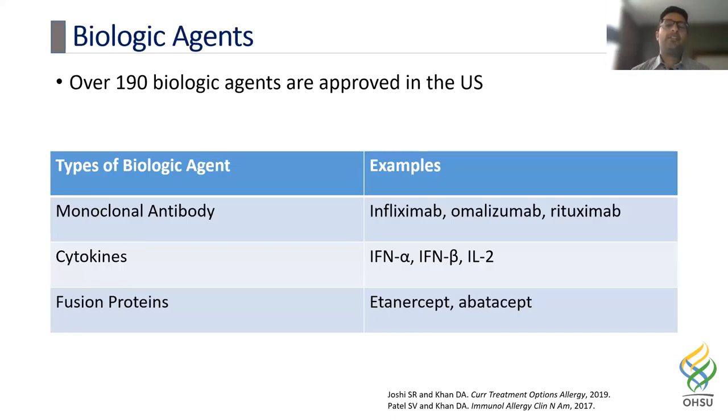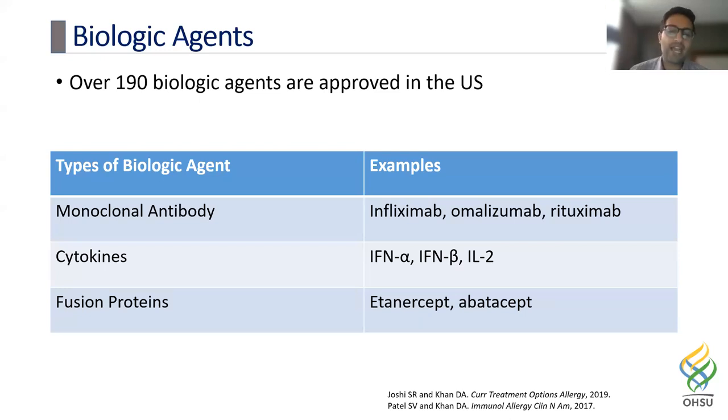So there are over 190 biologic agents that are approved in the US now. And that number is hard to find, so it may be well over 200 at this point. But we use these biologics all the time, and pretty much every field is having the ability to use biologics going forward, which is fantastic.